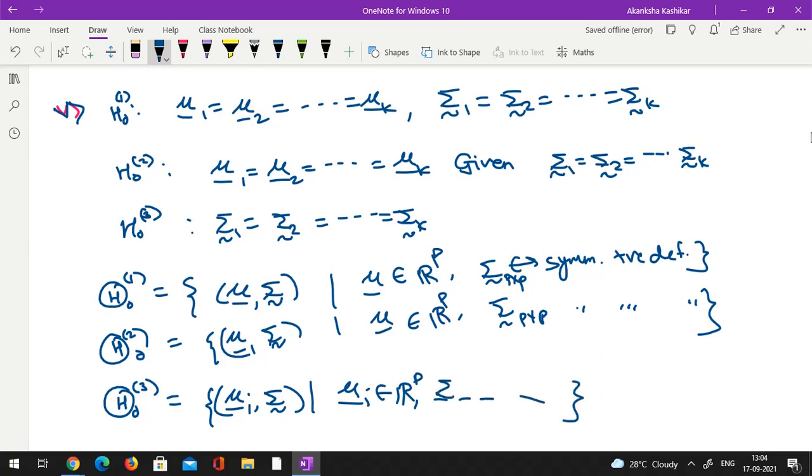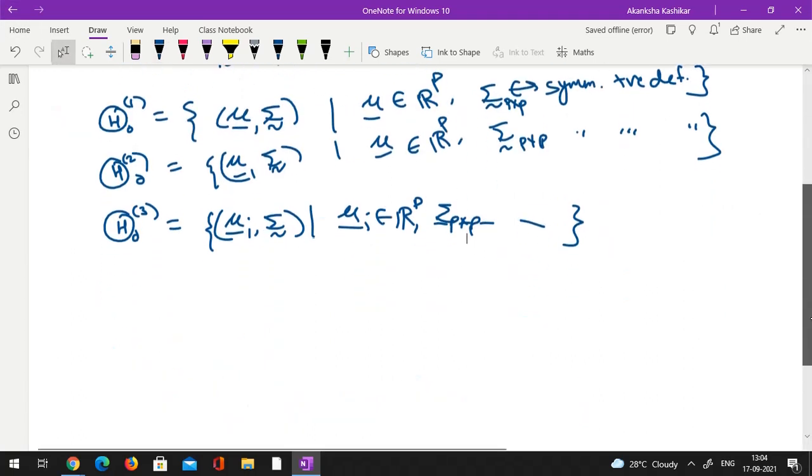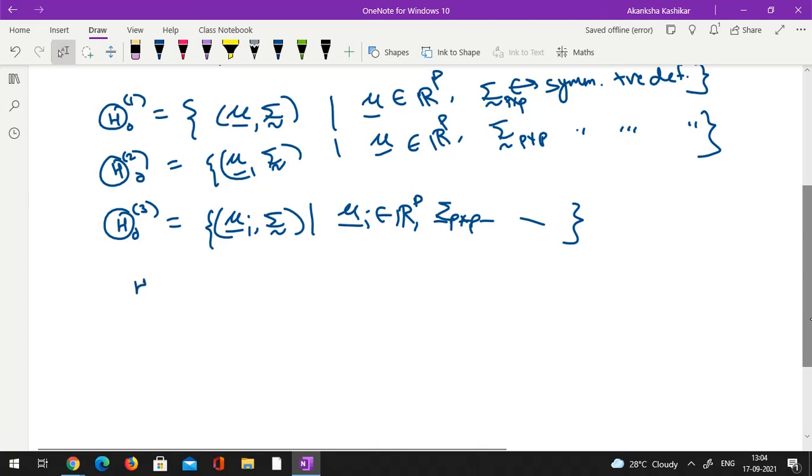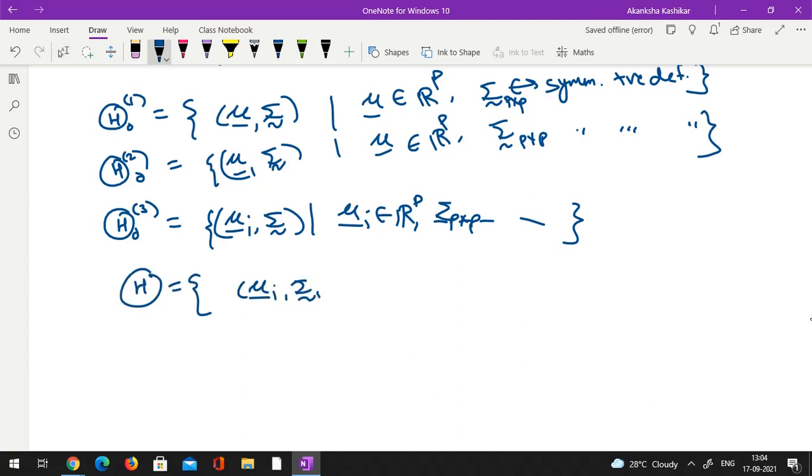So that part remains. And one overall parameter space is where nothing is equal. Okay, so the mu i's are different, the sigma i's are different. So the overall parameter space is mu i, sigma i, where each mu i belongs to R^p, and each sigma i is p cross p, a symmetric, positive definite matrix, etc.